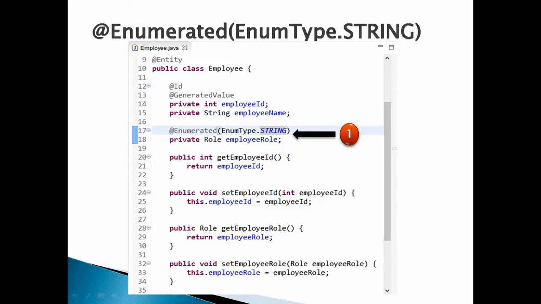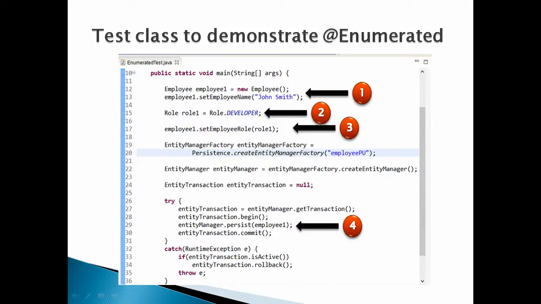Moving ahead. Let's create a test class for providing demo for enumerations by using @Enumerated. Let's discuss the code point by point. Number 1, create an employee instance having employee name as John Smith. Moving ahead. Number 2, create an instance for enum type Role, taking in enum value as Developer. Moving ahead. Number 3, set role1 created above into the role property of employee.